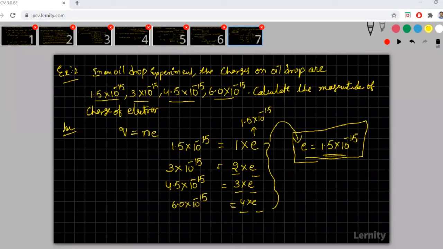Because in all the values, what is the common value here? In this one, I write 1.5 into 10 power minus 15 into 1. In this also, 1.5 into 2 into 10 power minus 15. Then finally, in all the values, this is the common factor. Therefore, the magnitude of the charge of the electron is 1.5 into 10 power minus 15.